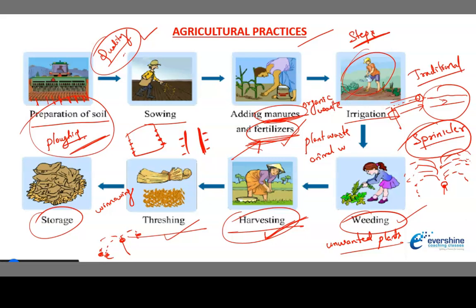So harvested crops are separated from the plant pulp by beating the bulk on floors with the help of machines, which is called threshing.